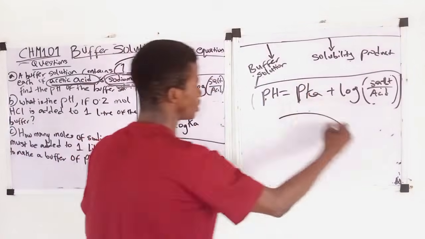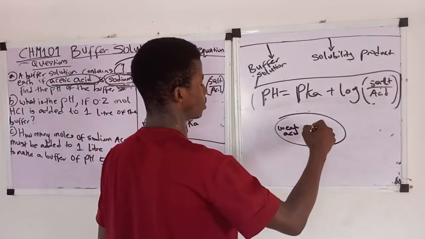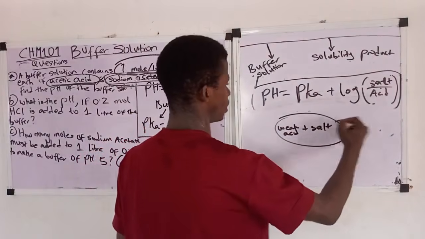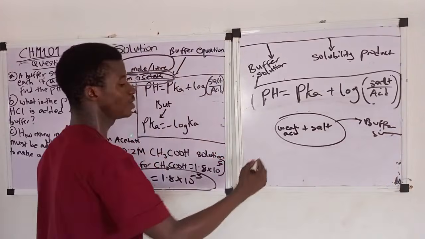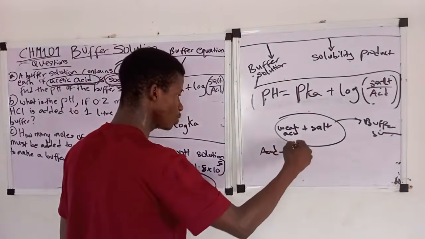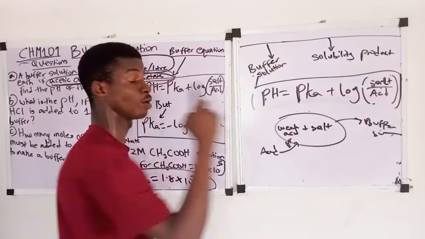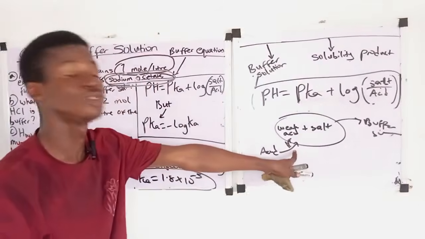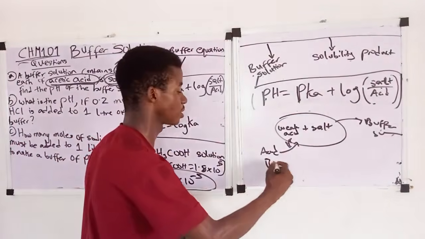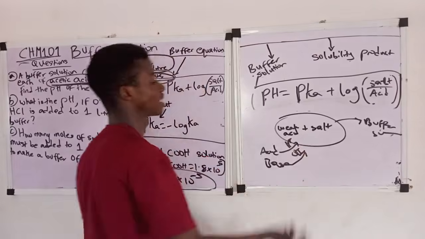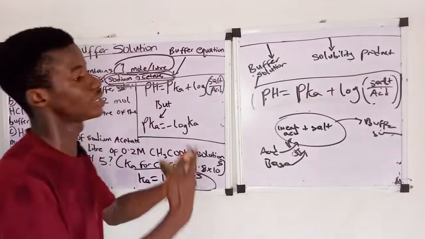Let me just explain it again. This is a weak acid plus the salt, so this is a buffer solution. When you add an acid to an acidic buffer solution, the salt part of this buffer solution will neutralize this acid, the hydrogen plus. If you add a base to it, OH, the weak acid part of the buffer solution will neutralize the OH. So that is it.